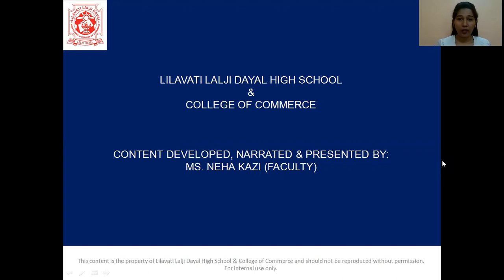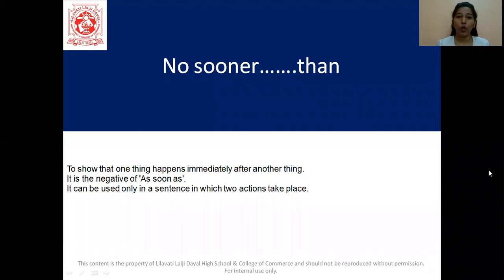In our English grammar lesson today, we are going to talk about no sooner than. So let us see how we use this, how we replace it in the sentence and what work it does. To show that one thing happens immediately after another thing, we use no sooner. It is the negative of as soon as.